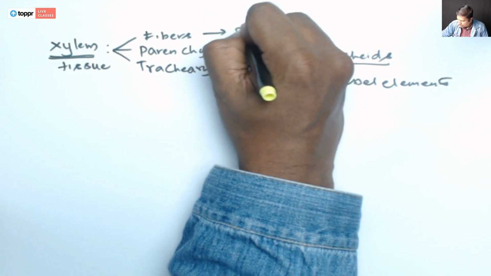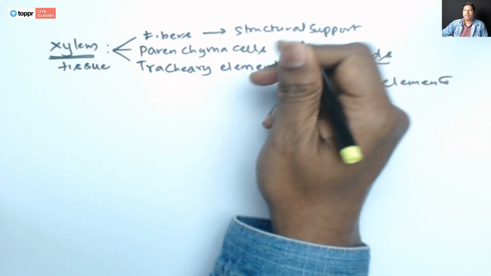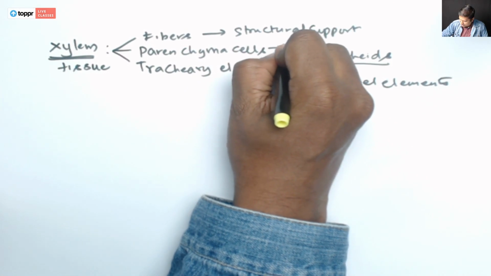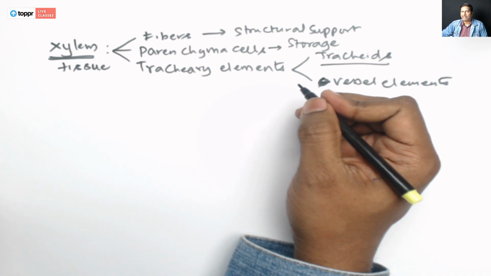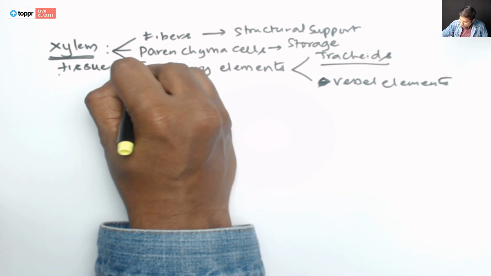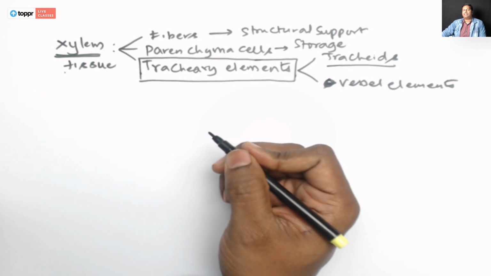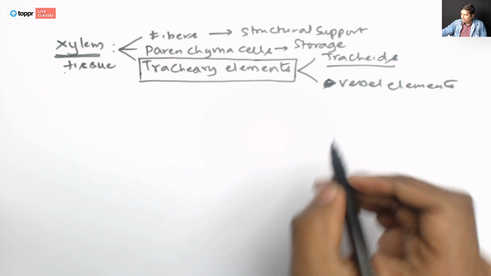So we'll look at the fibers. Fibers are basically there for structural support. They don't do anything, they just give structural support. They have a lot of strength. Then you have parenchymal cells, which usually are involved in storage. Some of these parenchymal cells actually store materials in the xylem tissue. Then you have tracheary elements, which are actually responsible for the transport of water from the roots all the way to the tip of the plant.